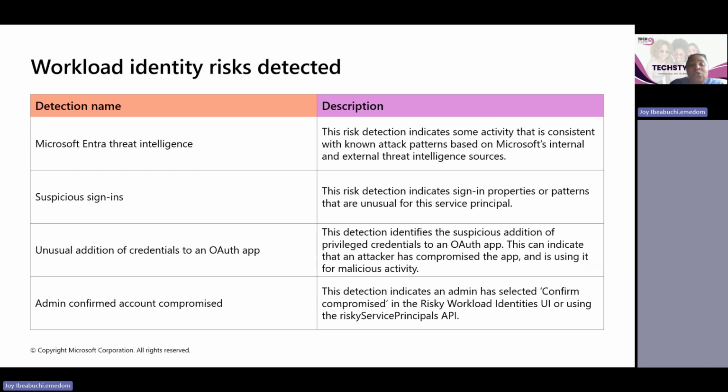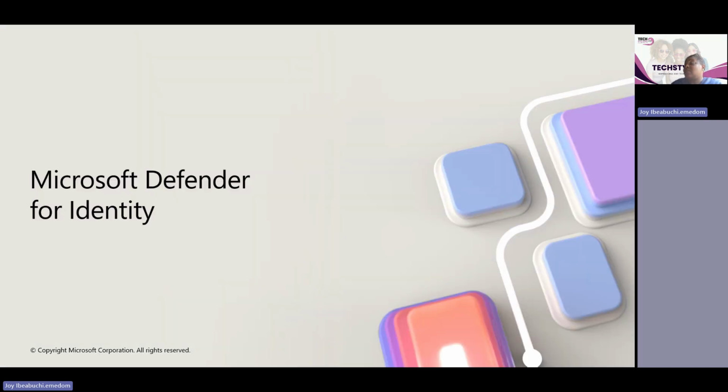And workload identity risk too can be detected as suspicious sign-ins, account compromise, unusual addition of credentials to an OAuth app. So if you have an app that has been registered and then they are noticing unusual addition of credentials to that app, then you want to set those kinds of triggers. So they are non-human identities, and in Microsoft's Entra they are called workload identities. Just understand it like that.